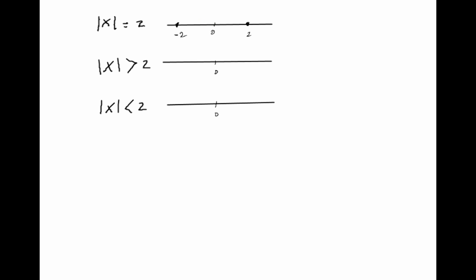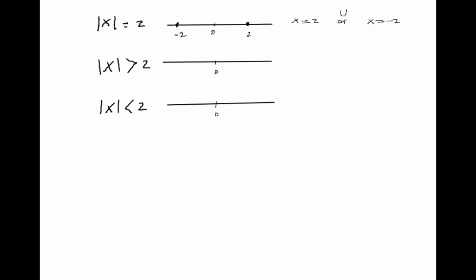So the solution to that, if I want to write it without absolute value, would be x is equal to 2 or x is equal to -2. We get two solutions. I use "or" means union because I want to include both of these solutions.